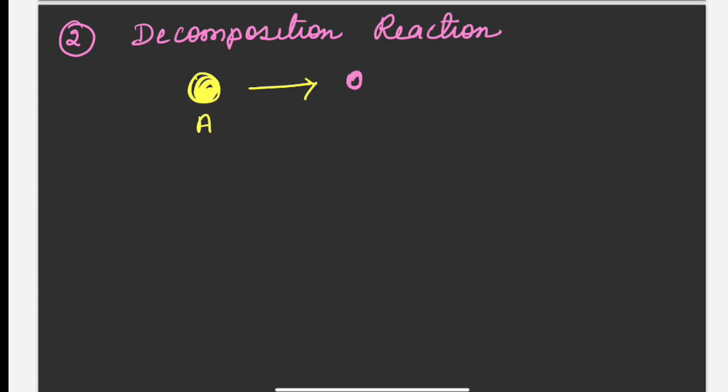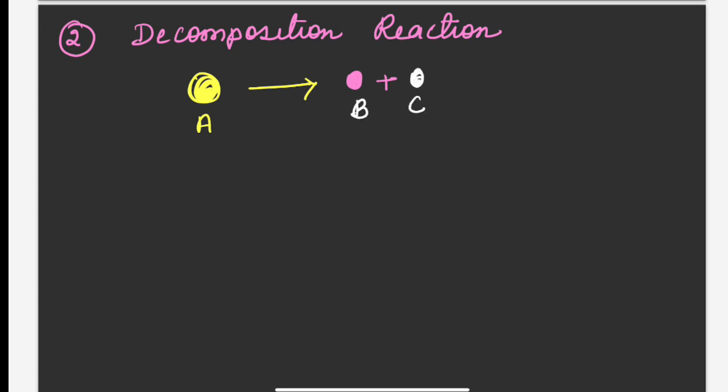Now let us study the second type of reaction, which is called decomposition reaction. Again, let us take one example to understand. In decomposition reaction, there is only one reactant. Let us take it as A. One reactant will give 2 or more products. This is one product and this is the second product, so you will get B and C.